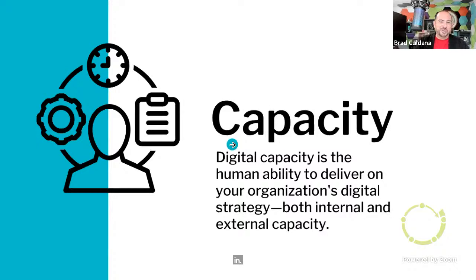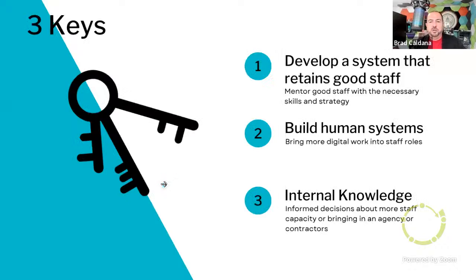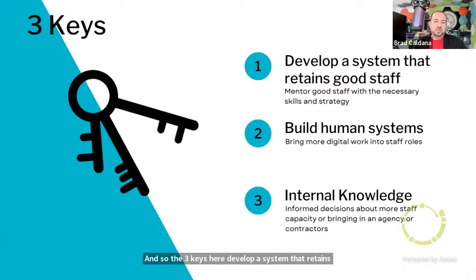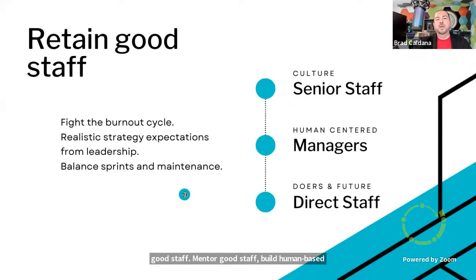Capacity, pillar number 2. Digital capacity is the human ability to deliver on your organization's digital strategy, both internal and external capacity, right? And so the 3 keys here: develop a system that retains good staff, mentor good staff, build human-based systems and internal knowledge. So let's break these down. Number 1, retain good staff. This is super hard to do.